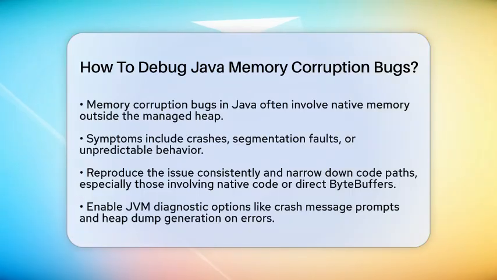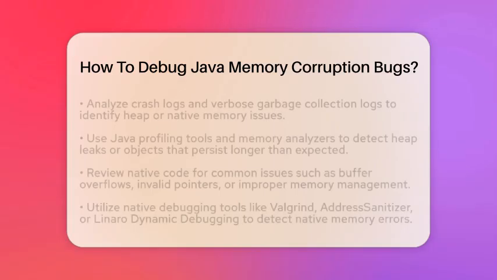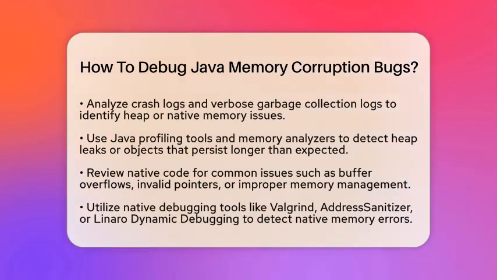To start, you need to reproduce the problem consistently. Narrow down the code paths involved, especially those interacting with native code or using direct byte buffers. Once you can reproduce the issue, turn on JVM diagnostic tools. Use options like ShowMessageBoxOnError and HeapDumpOnOutOfMemoryError to generate crash logs. Analyze the error files carefully for clues about native crashes or memory issues. Use verbose garbage collection logs to monitor heap behavior and rule out heap leaks.